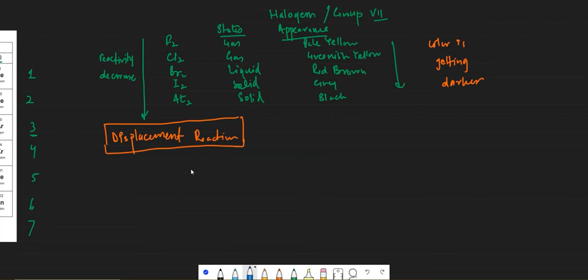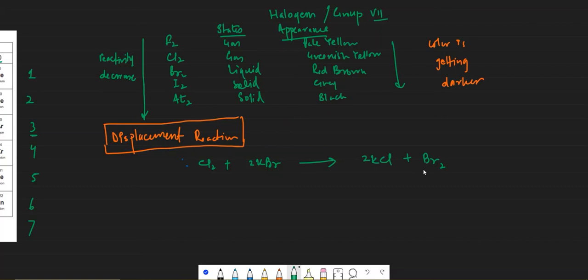Let's say chlorine is reacting with that weird combination of colors. Now let's go back to green color. So let's say chlorine is reacting with potassium bromide. Okay. Now bromine is less reactive than chlorine. So what does chlorine do here? Chlorine will displace bromine and will take its place, and bromine will be formed.